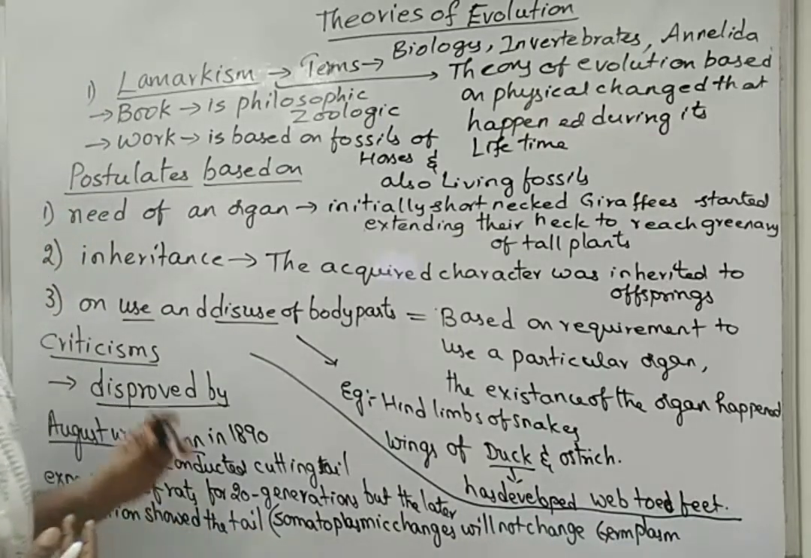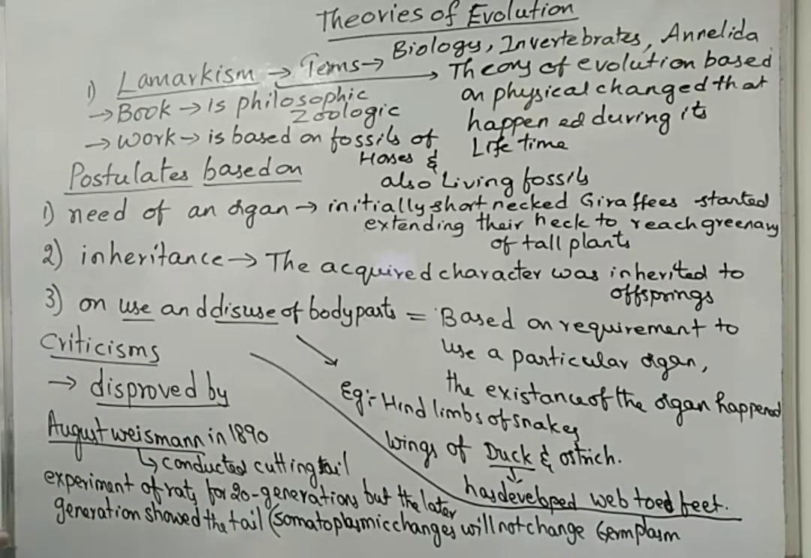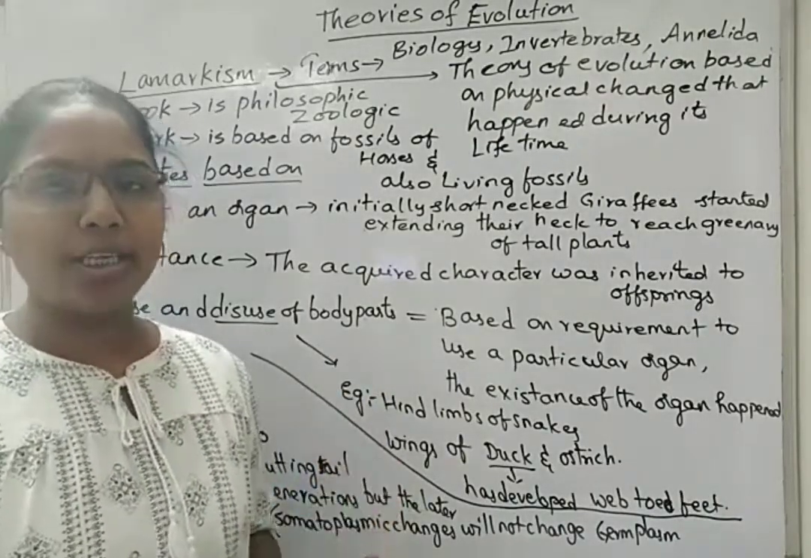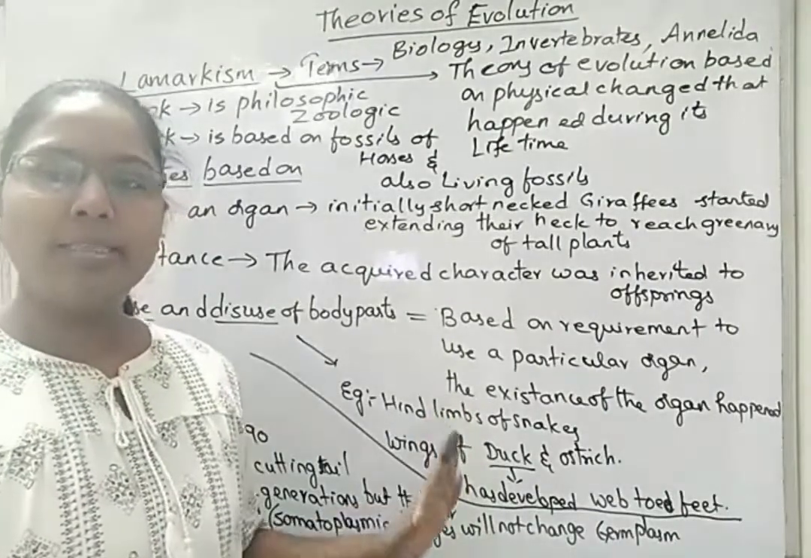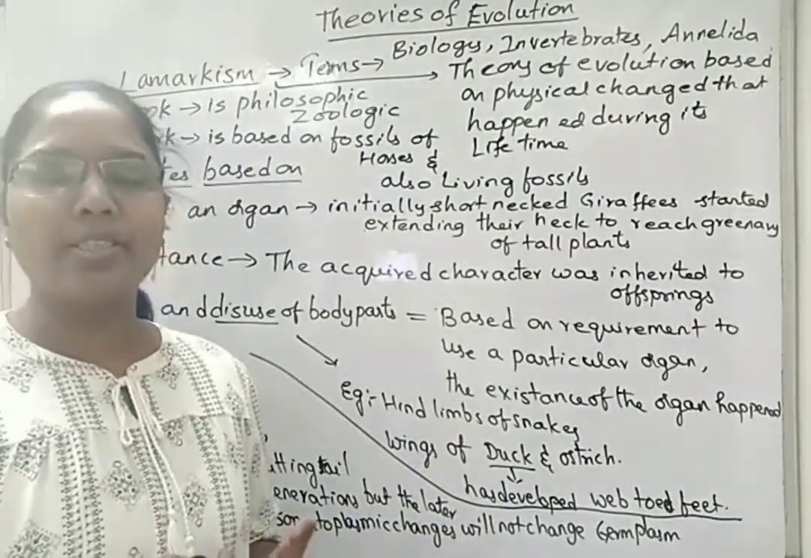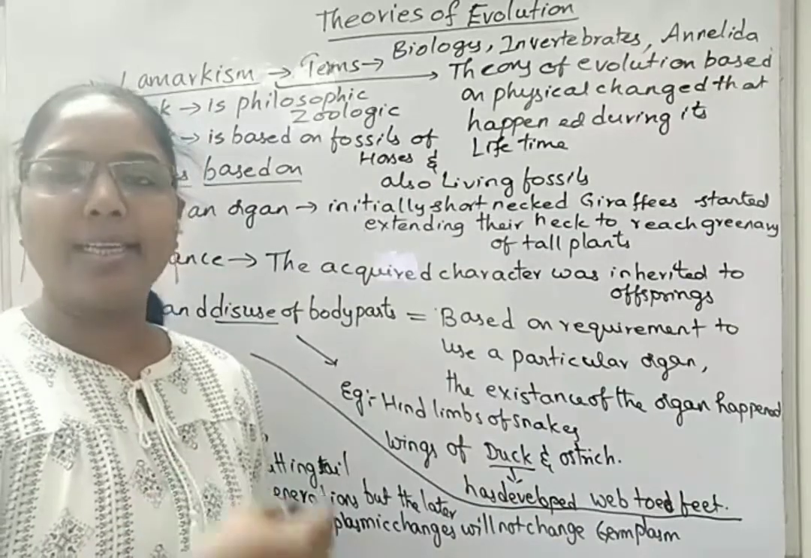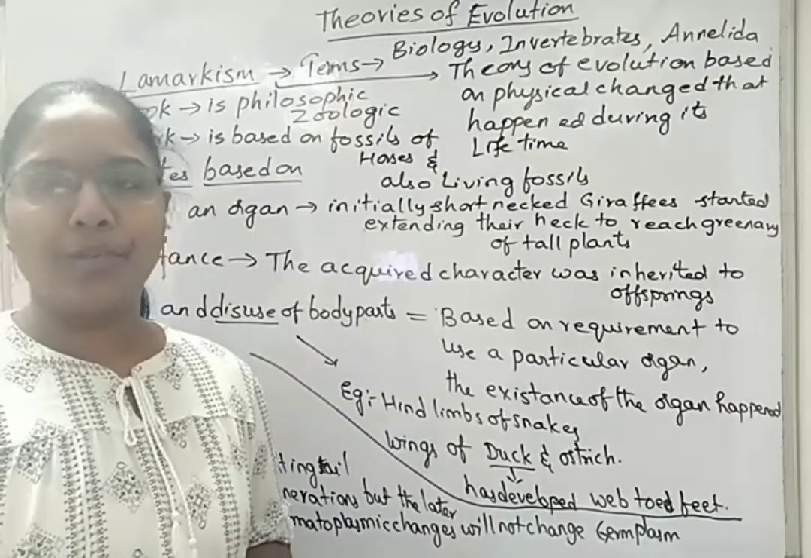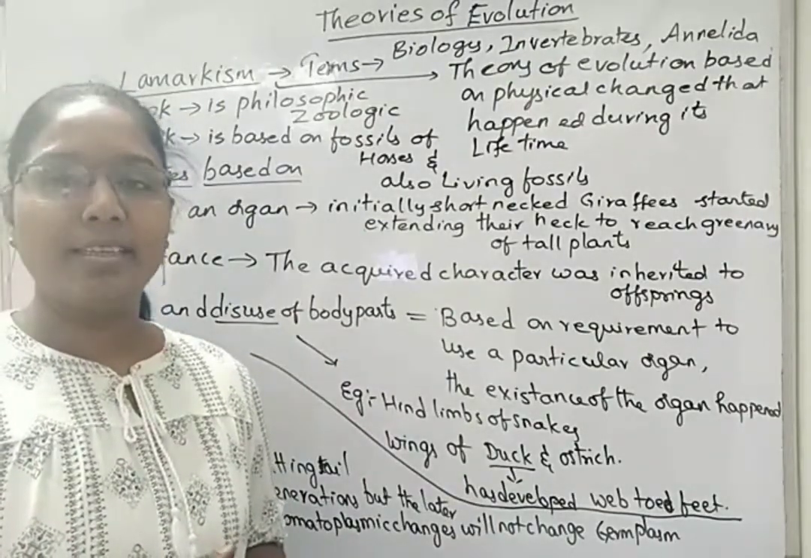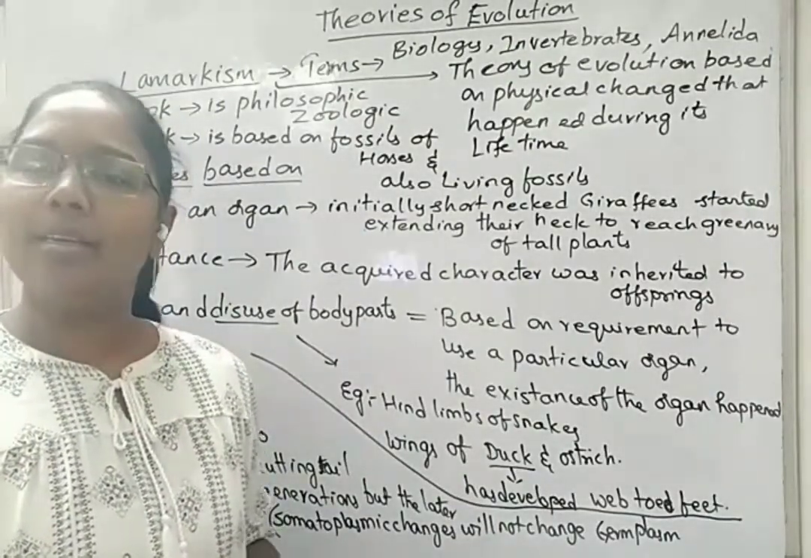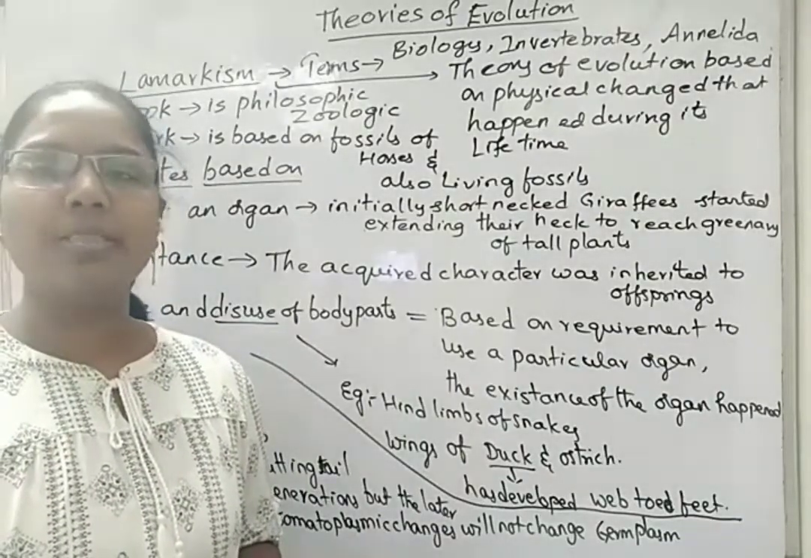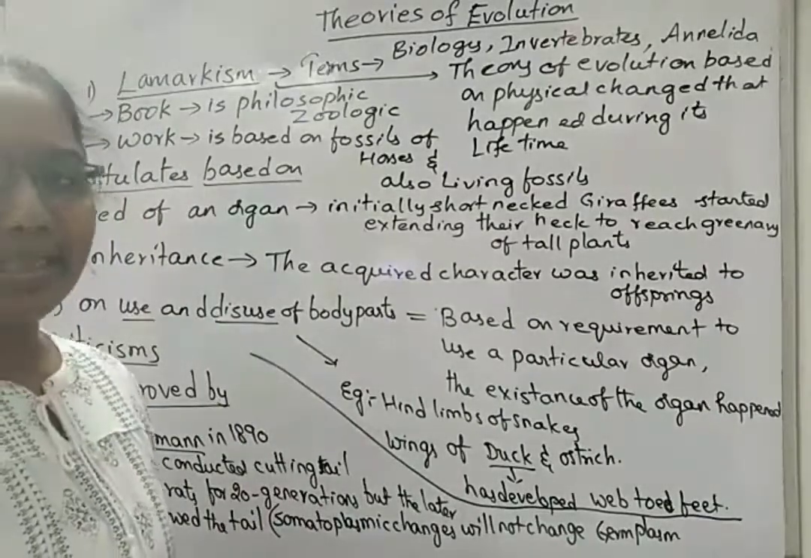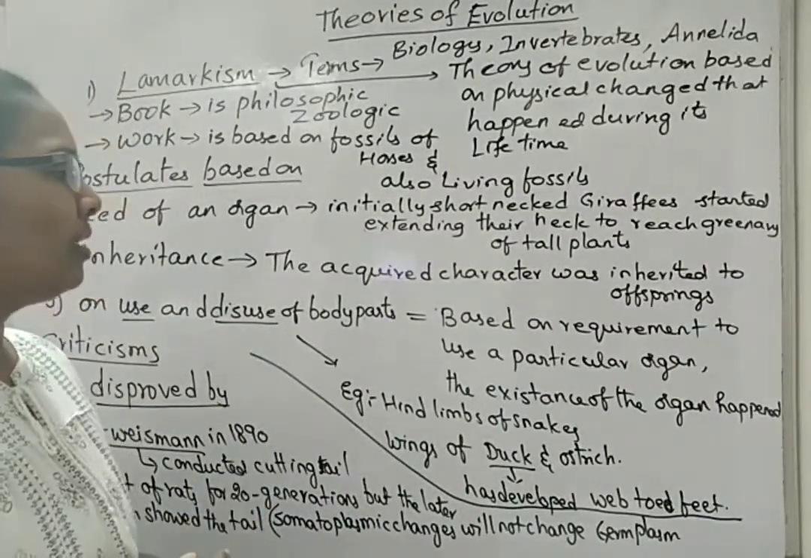Later, scientists made some modifications and gave another theory, that is neo-Lamarckism. But according to Lamarck, the short-necked giraffe elongated its neck in the course of evolution. But there is no proof for that, and there is no genetic linkage for the theory given by Lamarck. So this theory was not accepted by later scientists. This is about Lamarckism.